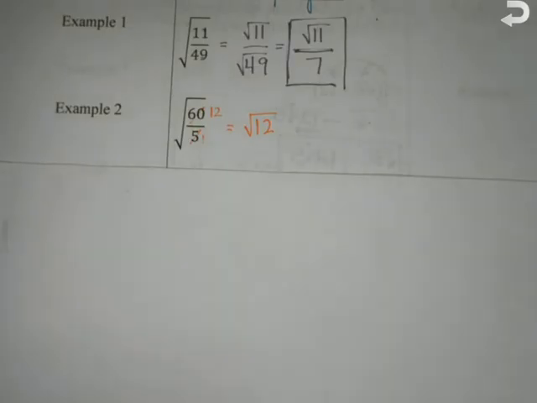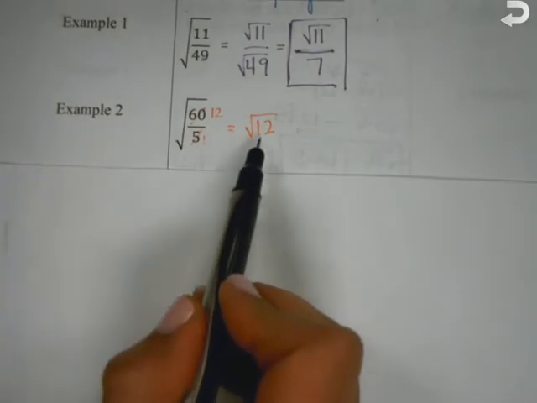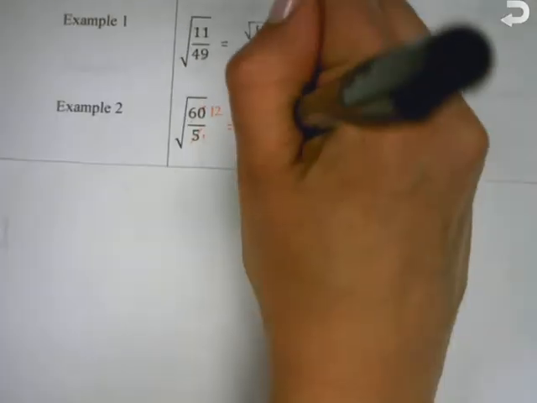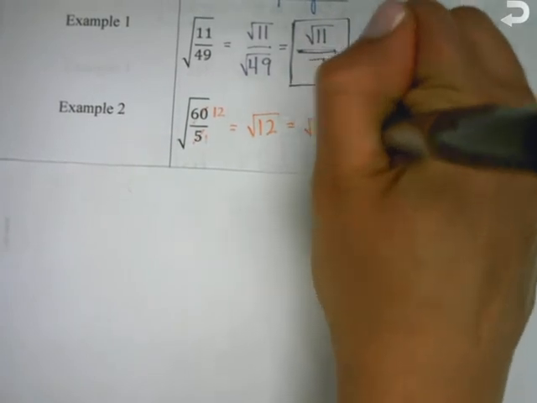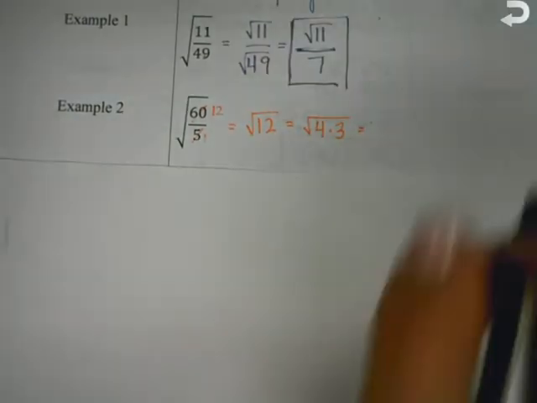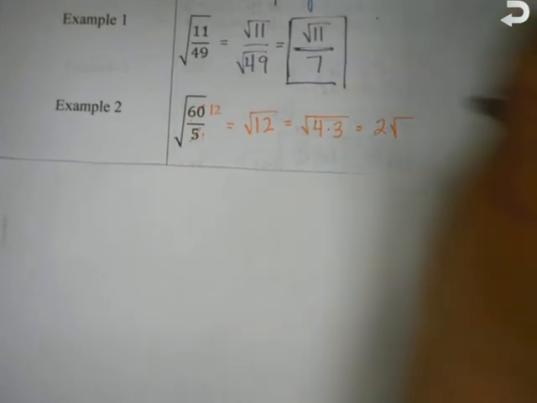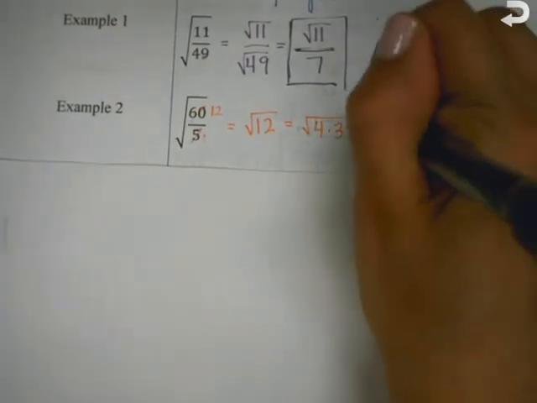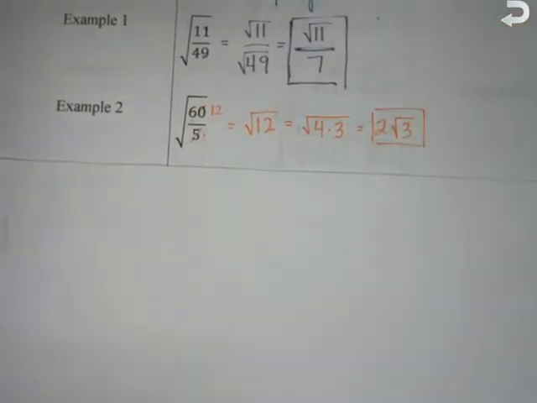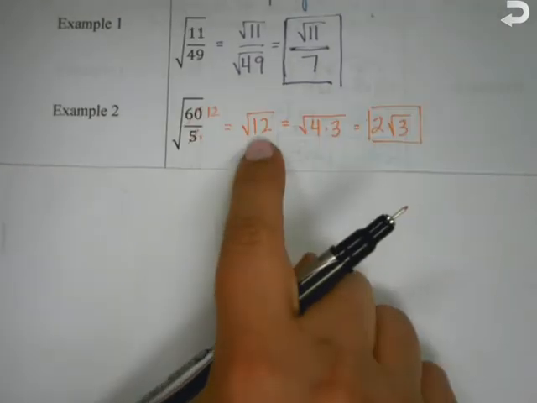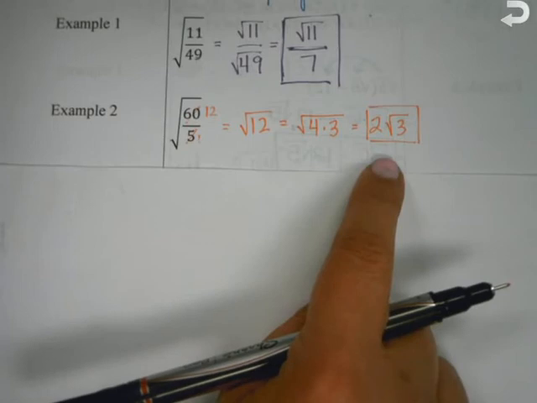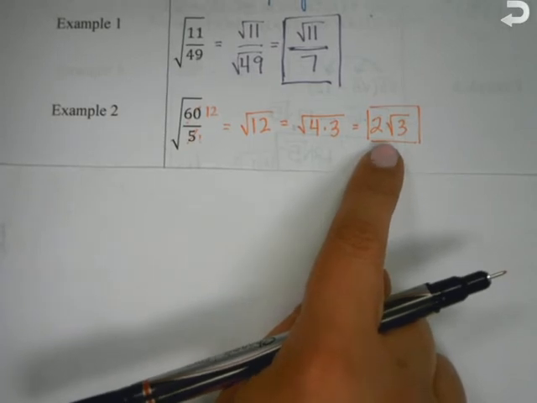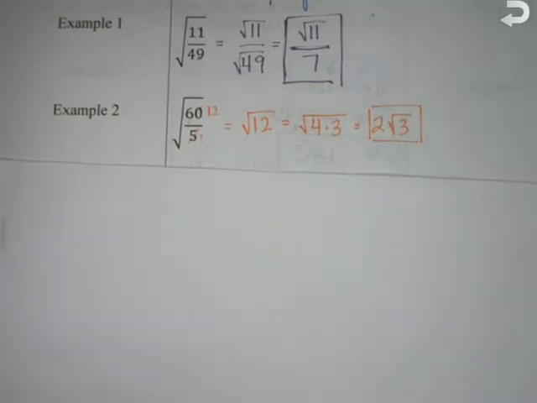Can I reduce that more? Yeah, square root of 12. How can I rewrite it? 4 and 3. So square root of 4 is 2, so my answer is 2 root 3. If on a test you left it as square root 12, minus a point because you need to simplify as much as possible. Okay? So it has to be written like this. You guys okay so far?